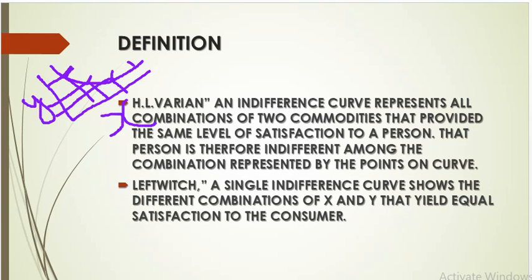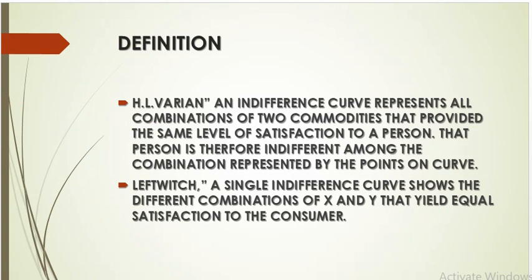So what is the definition of the indifference curve? Indifference curve represents all the combinations of two commodities that provide the same level of satisfaction to a person. That person is indifferent among the combinations which are represented by the points on the curve. A single indifference curve shows the different combinations of X and Y that yield equal satisfaction to the consumer.